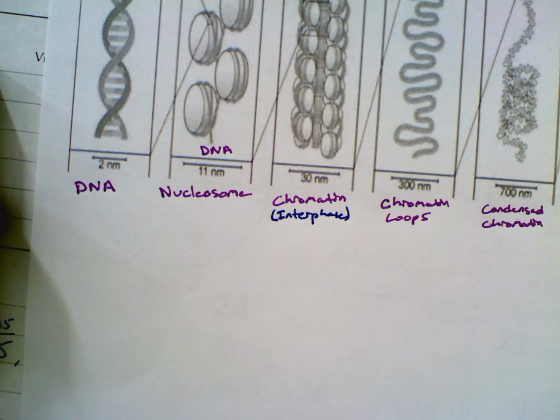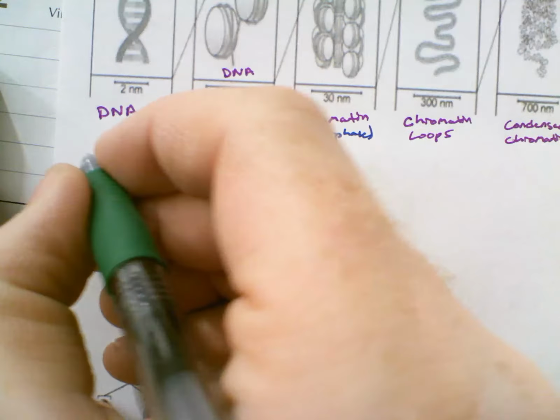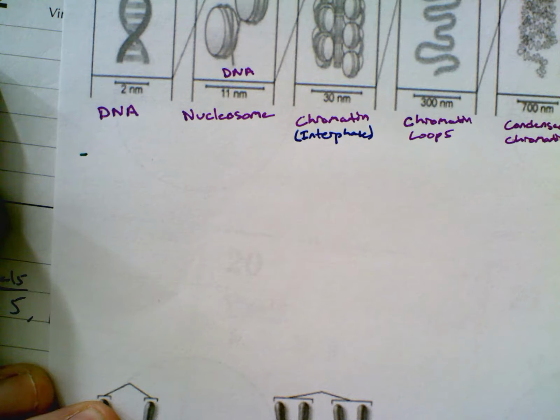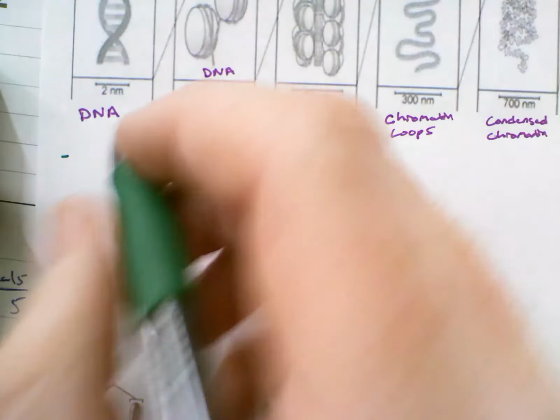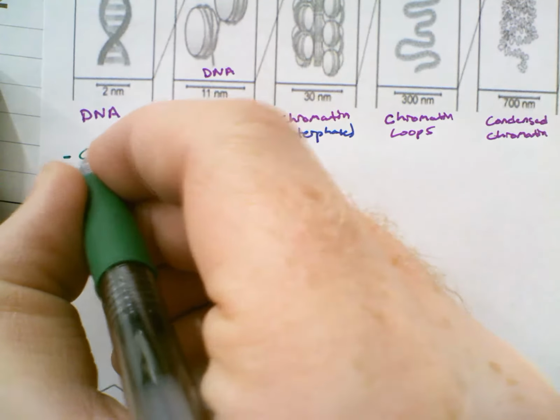Okay. The next thing I want to do is we're just going to list out some general facts about chromosomes. So this is our list of general chromosome facts. Here we go. General chromosome fact number 1. They're made up of DNA wrapped around histone proteins.